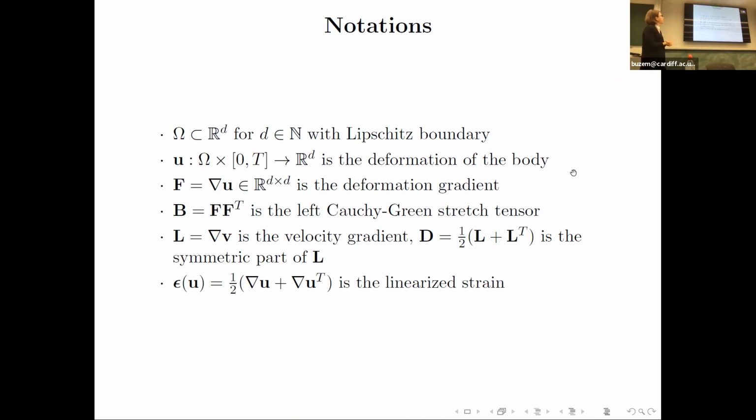Just for some notation, u will be my deformation. F or W, I use both of them, is the deformation gradient. B is the left Cauchy-Green stretch tensor, but it will play the role of the strain in our case, because we really can't use F as our strain since we want symmetry and objectivity, frame indifference, etc. So B is the right thing to do. L is the velocity gradient, and D is the symmetric part of the velocity gradient, and it will come into play when I'm doing viscoelastic modeling, because it will have a time derivative of the linearized strain. And the linearized strain is, as usual, this one.